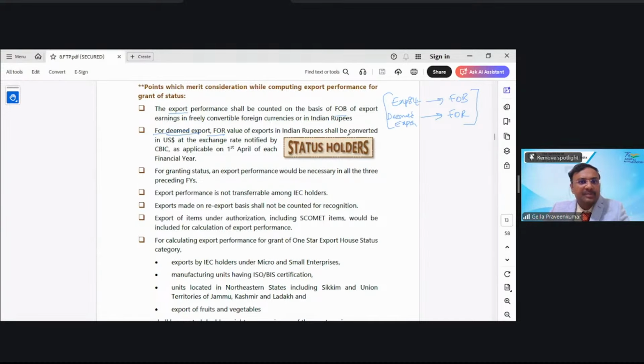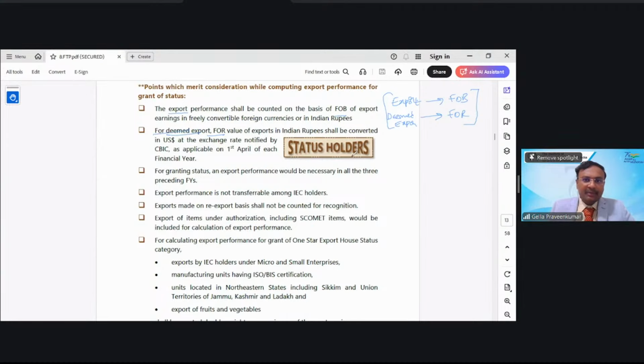For deemed exports, because it is within India, free on road. FOR stands for free on road. Because the goods do not travel out of India, we call it FOR. Sami is asking this question, what is FOR? Free on road value. Because the goods are delivered within India on road, we call FOR. When the goods leave out of India by vessel, ship, we call it free on board. So this is how I calculate my FOB, FOR.